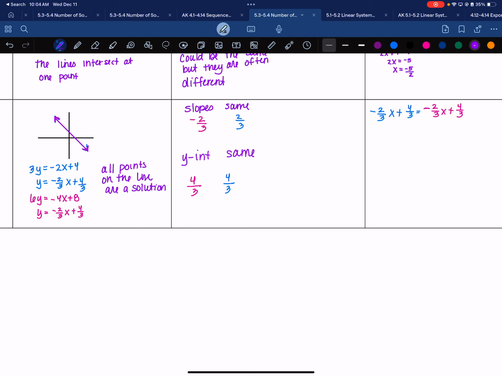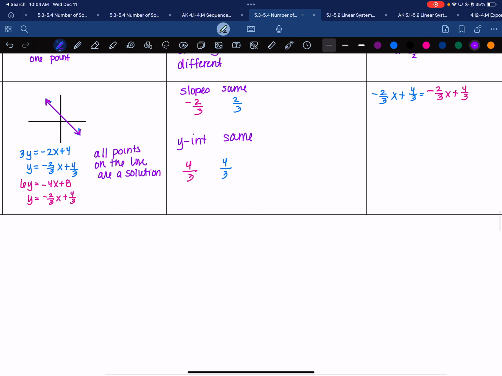What happens when we subtract the x values? Or we would add 2/3 x to both sides? What happens to those? They go away, so we end up with 4/3 equals 4/3. You also could subtract the 4/3 and say 0 equals 0. Is that a true statement? So when we end up with no variables in a true statement, that's our algebraic indication of infinitely many solutions.